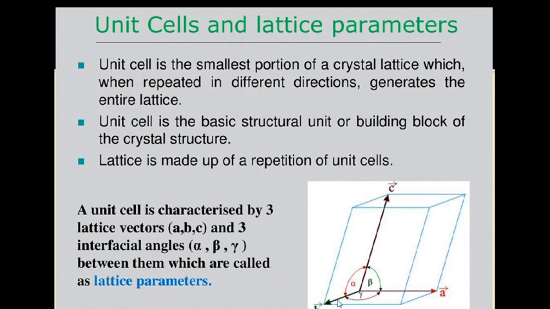In between a and b is gamma, between b and c is alpha, between c and a is beta. So these 6 are said to be the lattice parameters. 3 are the vectors, 3 are the angles. a, b, c are the vectors, and alpha, beta and gamma are the interfacial angles, known as lattice parameters.